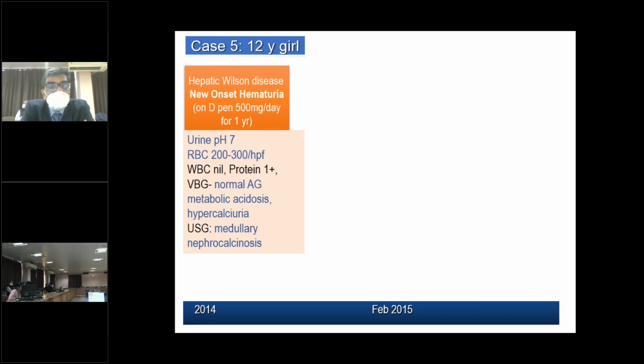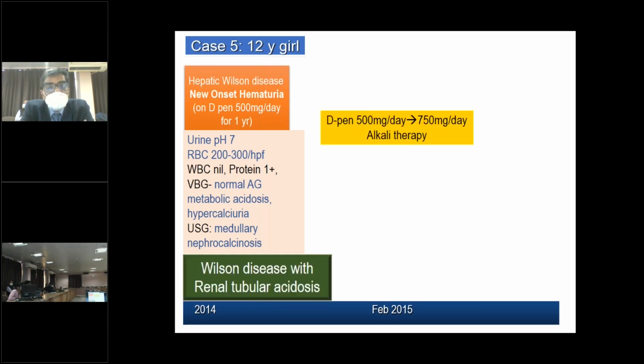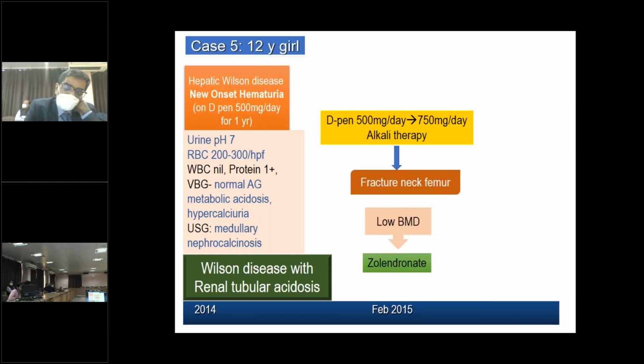At this point, we had taken opinion from endocrinology and nephrology, and with that, we made the diagnosis of renal tubular acidosis in a case of Wilson disease. Subsequently, the D-penicillamine dose was optimized, and the child was started on alkali therapy. About 2 months later, the child developed fracture of the neck of femur.